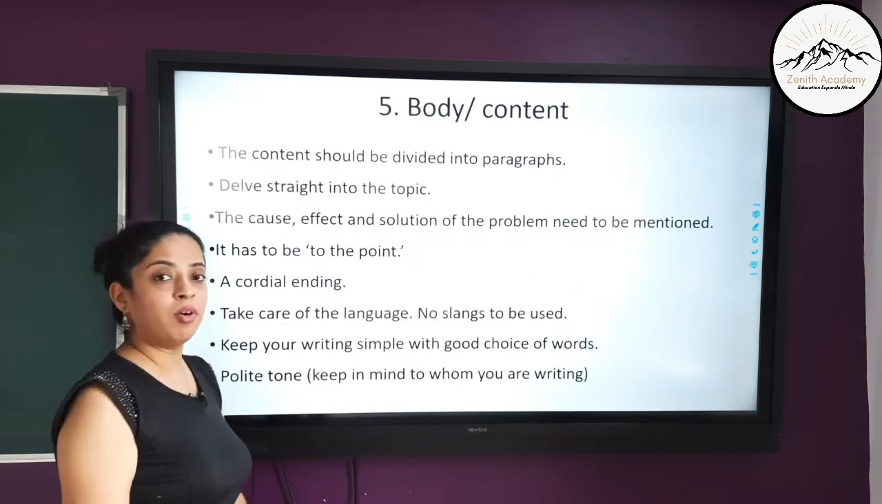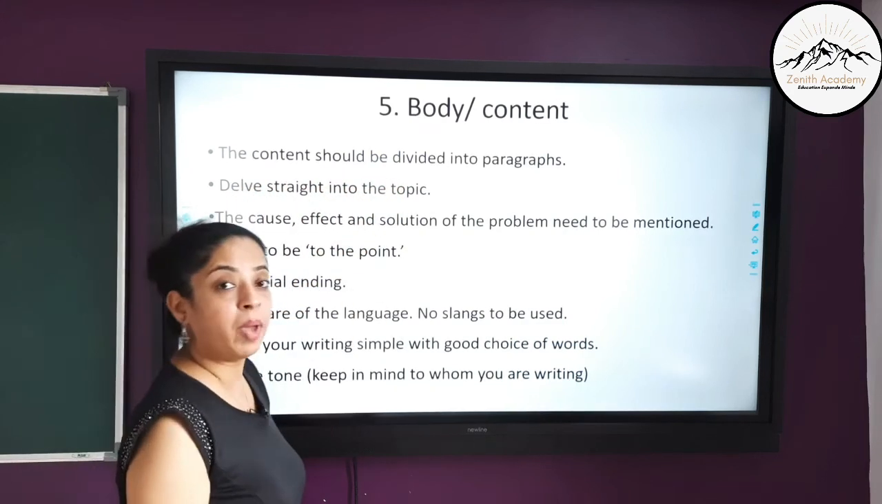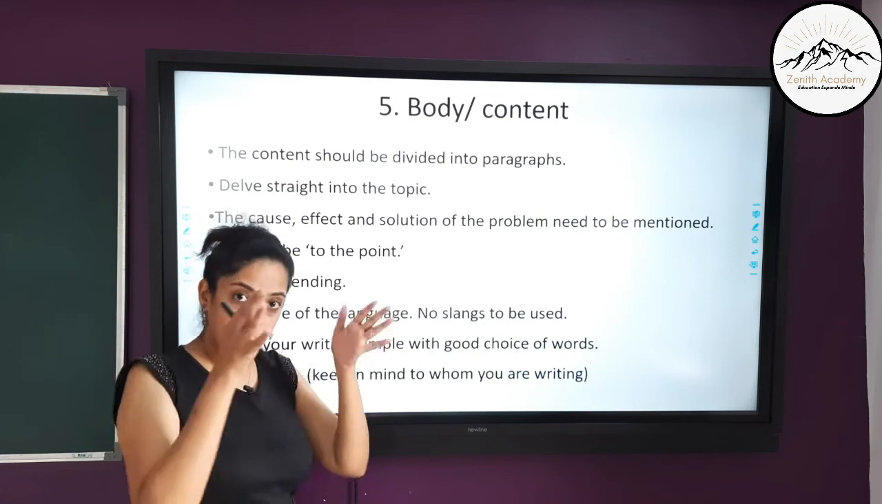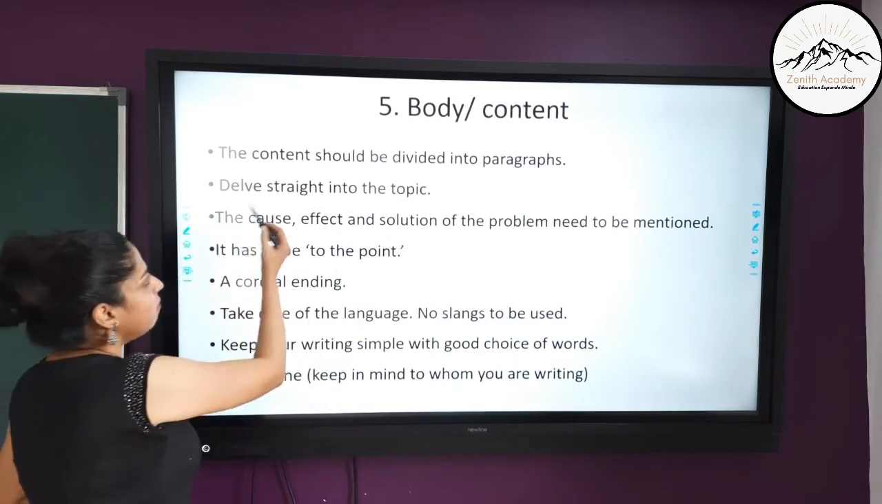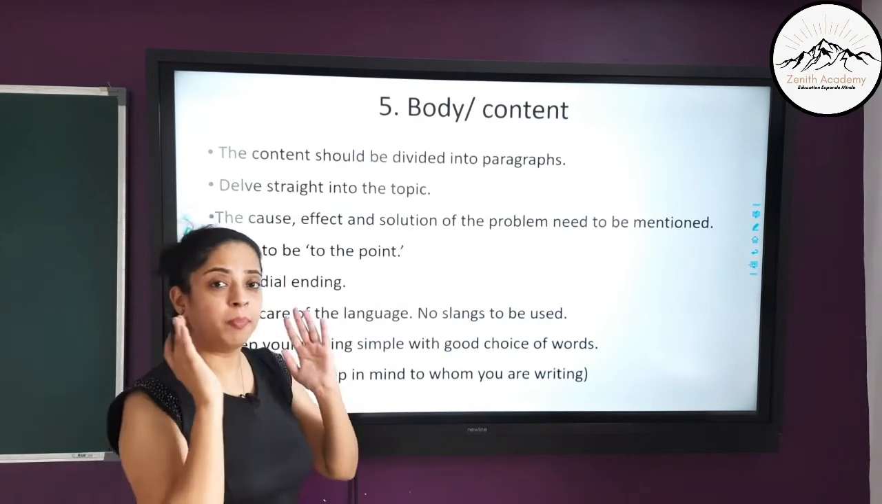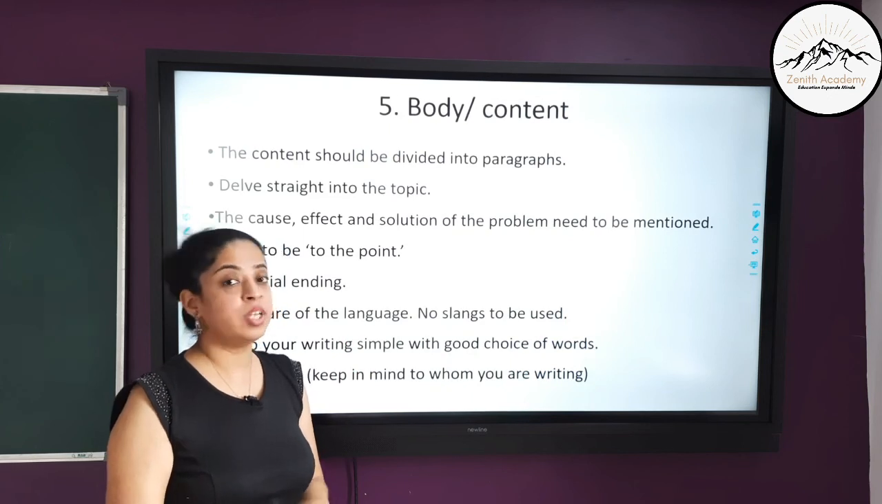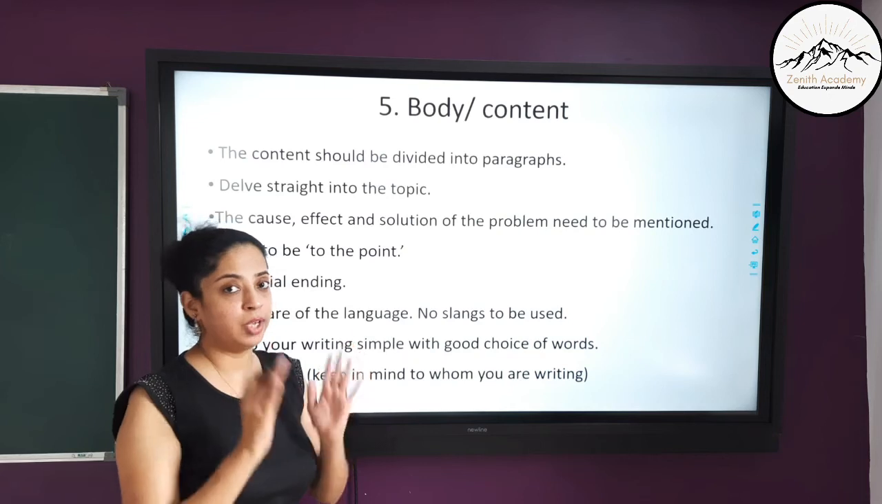Now let's talk about the body or content. The content should be divided into paragraphs. You should not write the letter in one single paragraph, so it has to be divided into paragraphs, and delve straight into the topic. Do not beat around the bush. The person you are writing the letter to is very busy, and since you are writing a formal letter, you have to write to the point.